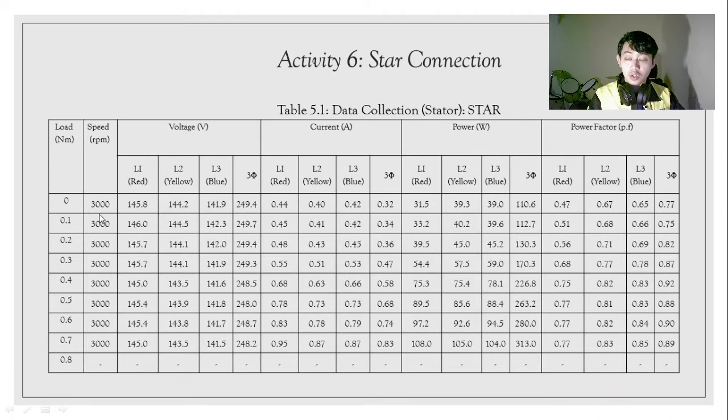Right, so last but not least, for the load at 0.8, we didn't insert the value. Alright, because when we set the value to 0.8, the motor starts to become unbalanced. Right, which means it reached its stall condition. Right, and at that moment we need to stop the motor from operating by turning it off.